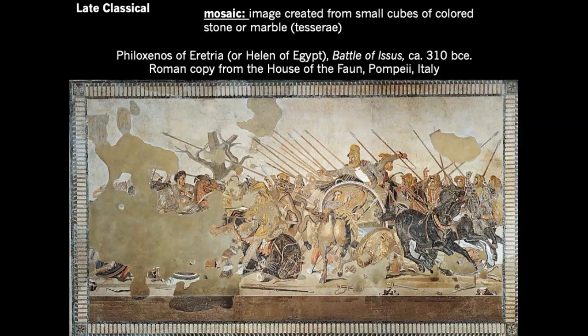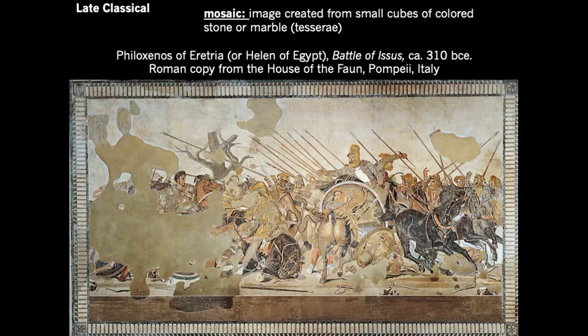Our next artwork is the Battle of Isis. Now, art historians debate as to who the artist of this artwork was. The traditional idea is that this is by Philoxenos of Eretria. However, more recent scholarship has suggested a woman artist. Her name was Helen of Egypt.